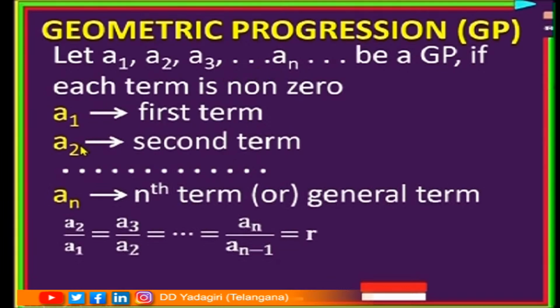The common ratio is defined as the second term by the first term and the third term by the second term. The ratio a2 by a1 is equal to a3 by a2, and so on, an by an minus 1. This ratio is constant and it is denoted with r, and that r is called the common ratio. Why have I mentioned each term is non-zero? Because division by 0 is not defined. That's why each term is non-zero.